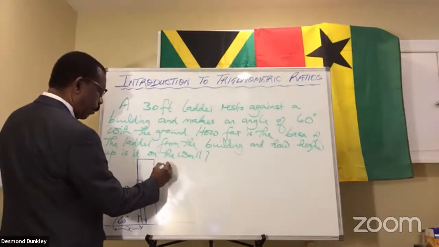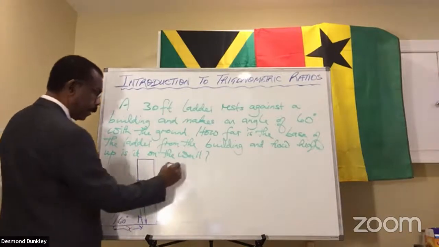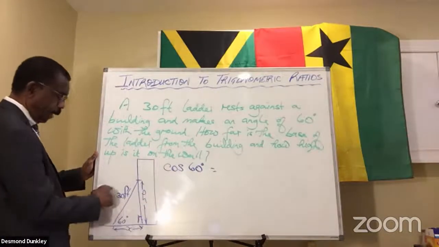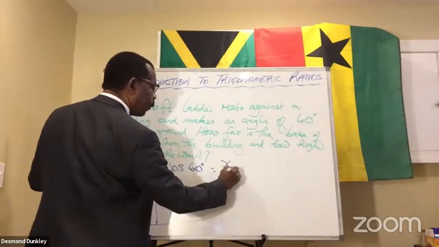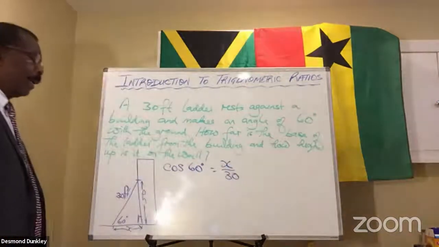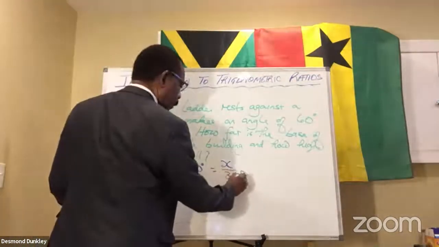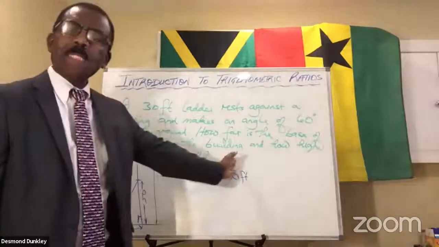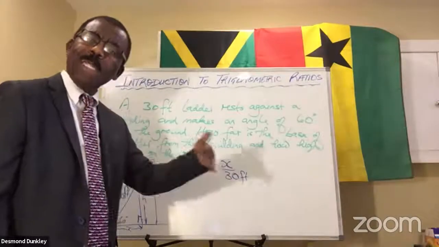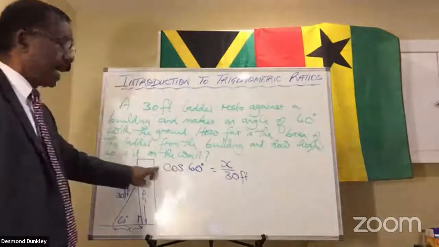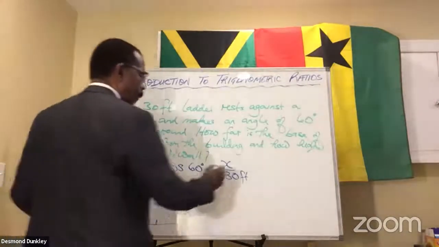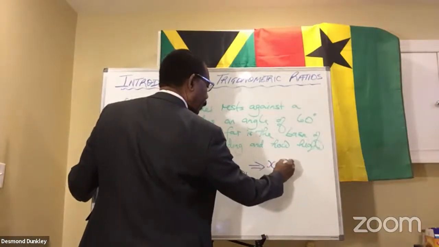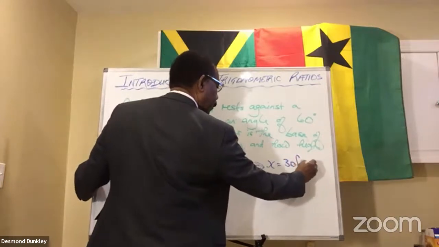If we're trying to find x, you could say cosine of 60 degrees is equal to adjacent over hypotenuse, which is equal to x over 30 feet. And we need to get x by itself, so we need to get rid of the 30 feet from the denominator. So we need to multiply both sides by 30 feet. Therefore, x is equal to 30 feet times cosine of 60 degrees.